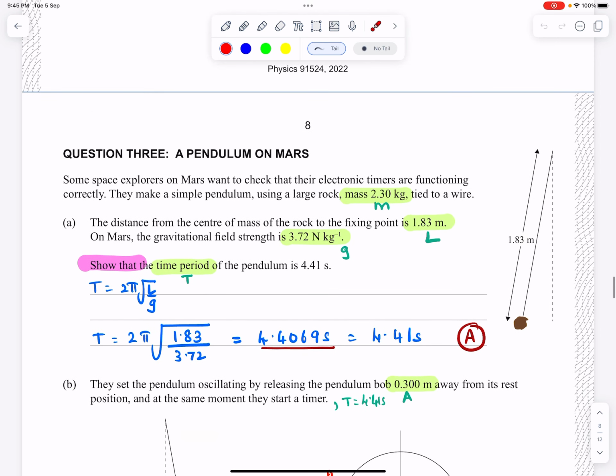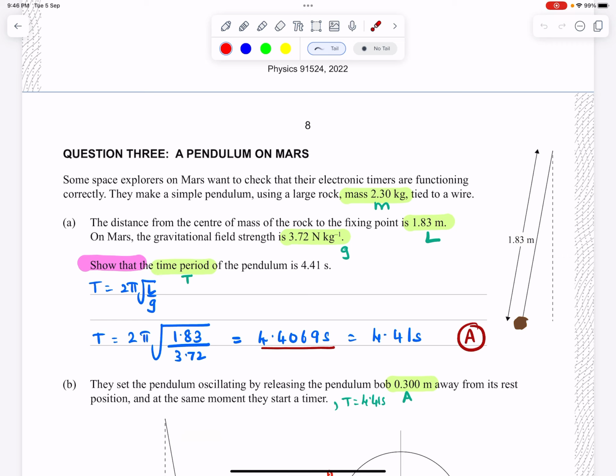Moving on, pendulum on Mars. So if you see pendulum, that has to do with simple harmonic motion. Some space explorers on Mars want to check that the electronic timers are functioning correctly, so they make a pendulum, and the mass of the rock that they use is 2.30 kilograms. So this is your mass. The distance from the center of mass of the rock to the fixed point is 1.83 meters. So that's your length. And this is Mars, so you can't use 9.81. The gravitational field strength is 3.72. Show that the time period of the pendulum is 4.41 seconds.